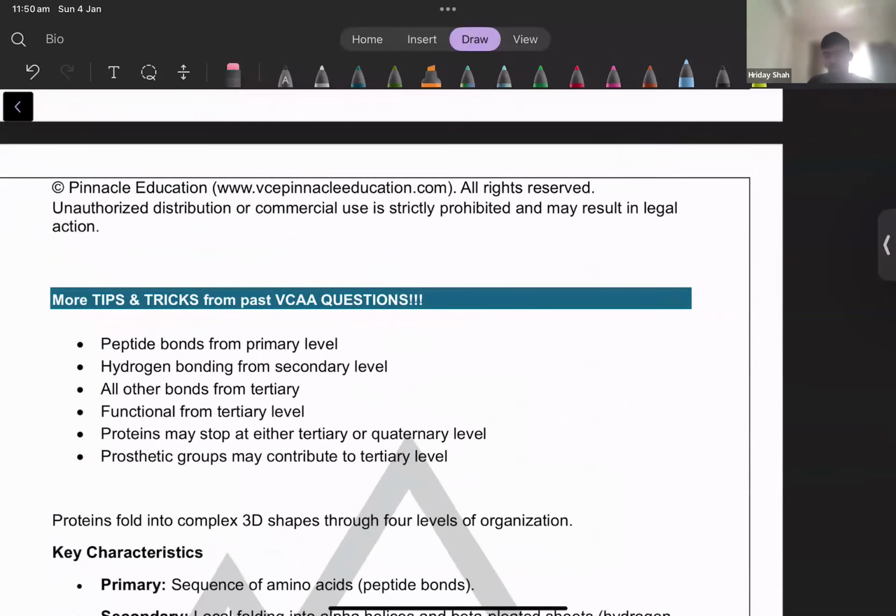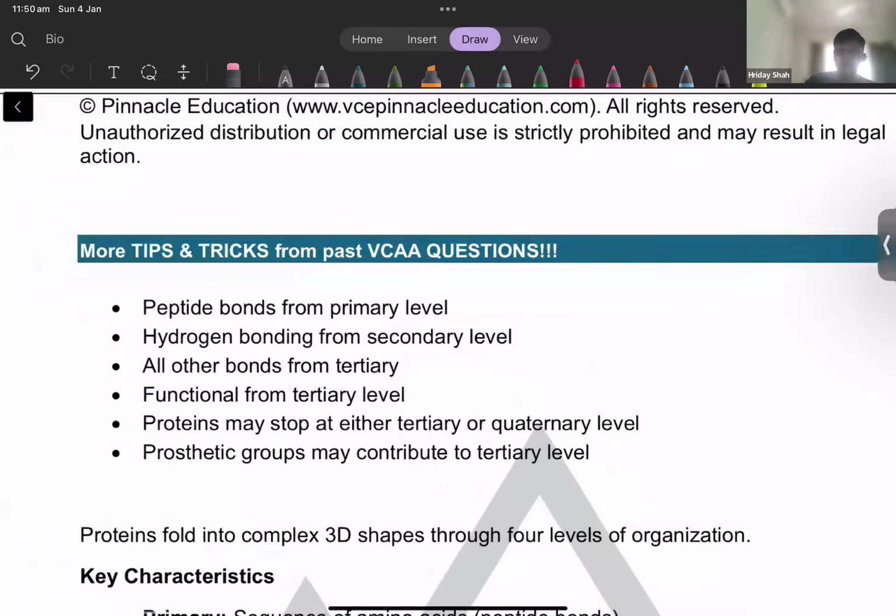So, a few things that have come up in past VCAA questions. I think I mentioned all of these, hopefully. Peptide bonds come from the primary level, hydrogen bonding from the secondary level, all other bonds come from the tertiary level. Functionality starts from the tertiary level, and the protein must progress to the tertiary or to the quaternary level for it to be functional. It can stop at the tertiary level. It doesn't have to go all the way to the quaternary level.